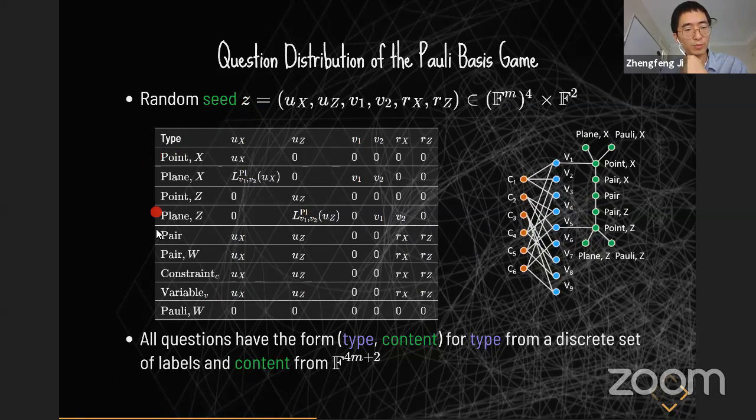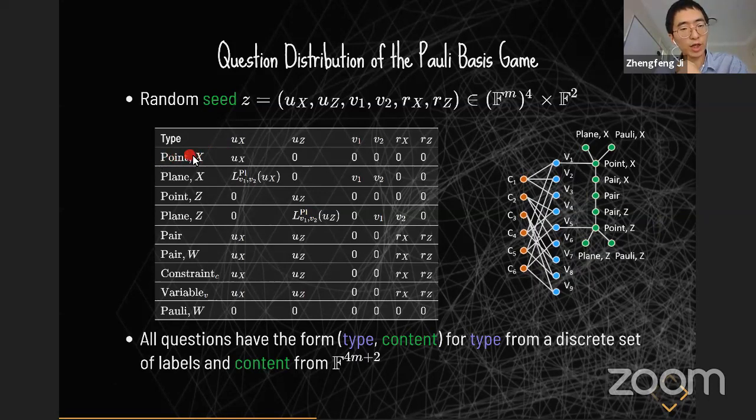There will be different types of questions that we consider. The point questions and plane questions are for the low degree tests, so we need one for the X basis and one for the Z basis. The pair type questions are for testing commutativity of Pauli operators that are commuting. And the constraint variable types are for the magic square game, testing the anti-commutativity.